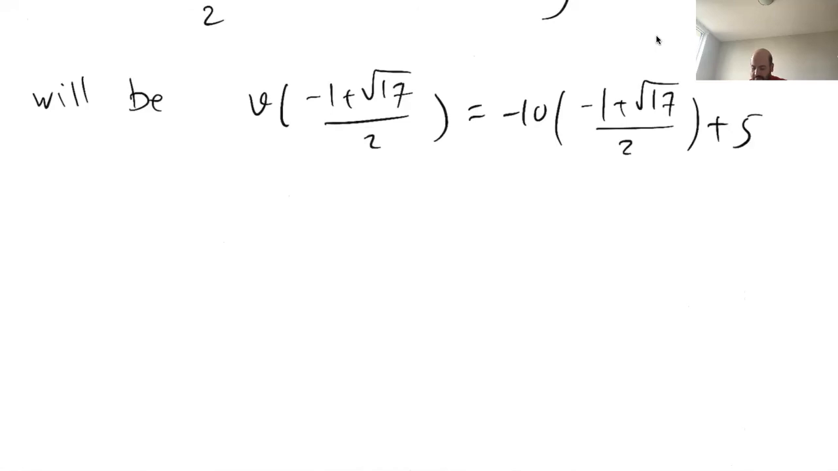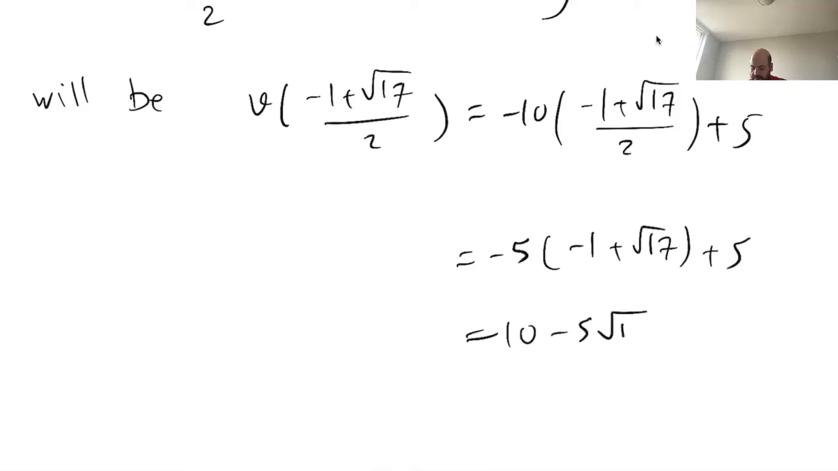And that's minus 5 times minus 1 plus root 17 plus 5. So that is 10 minus 5 root 17 meter per second. Okay, which is a negative number, of course, and the negative number verifies that the velocity is downward. So that's why the answer will be negative.